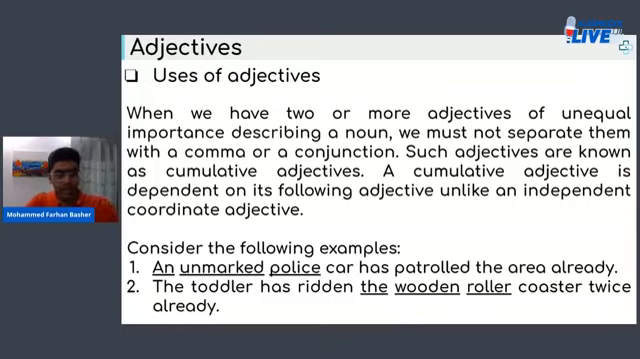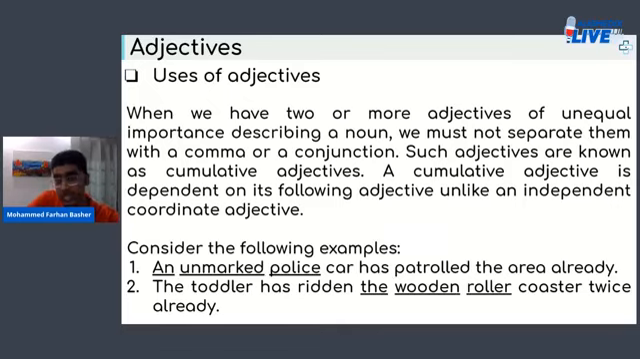Okay. The toddler has ridden the wooden roller coaster twice already. In this case as well, as you can see, the adjectives are the, which is the definite article, wooden, and roller. First of all, you want to be specific about the noun that you're talking about. So you're coming up with the definite article the, and then you have wooden. Now you want to talk about the roller coaster, and the roller coaster is wooden. It's made of wood. And then what kind of a coaster is it? It's a roller coaster, right?